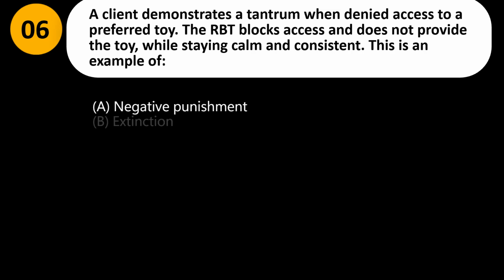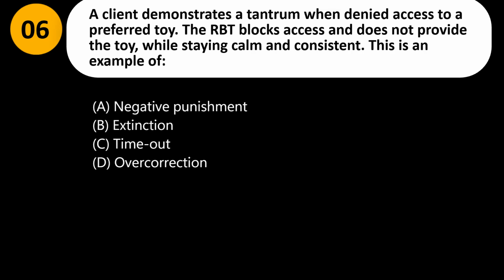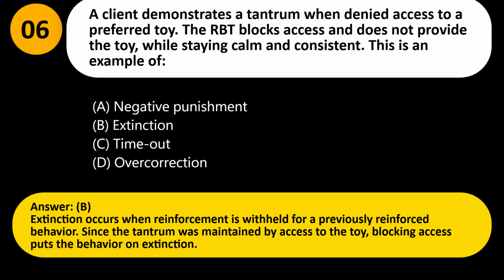A client demonstrates a tantrum when denied access to a preferred toy. The RBT blocks access and does not provide the toy, while staying calm and consistent. This is an example of: A. Negative punishment. B. Extinction. C. Timeout. D. Overcorrection. Answer B.